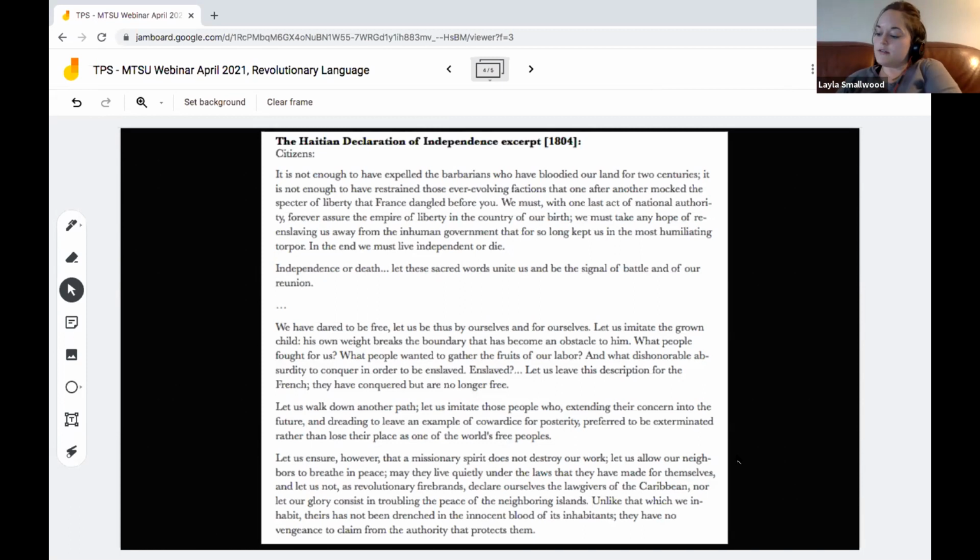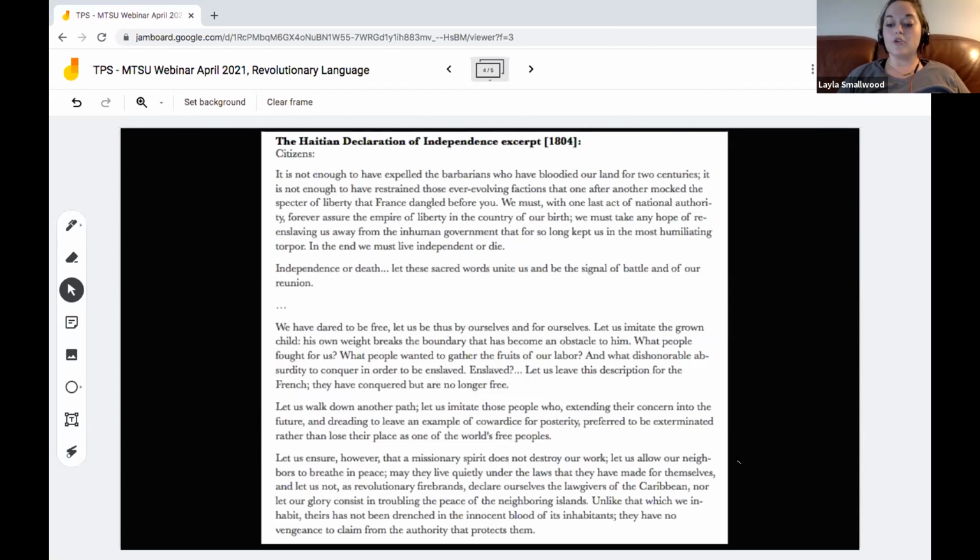We have dared to be free. Let us be thus by ourselves and for ourselves. Let us imitate the grown child. His own weight breaks the boundary that has become an obstacle to him. What people fought for us, what people wanted us to gather the fruits of our labor, and what dishonorable absurdity to conquer in order to be enslaved. Let us leave this description for the French. They have conquered, but are no longer free. Let us walk down another path.